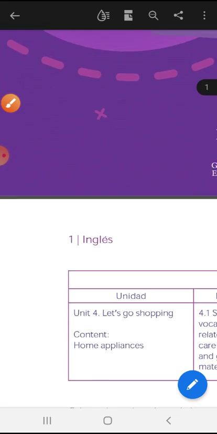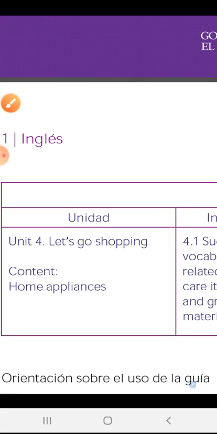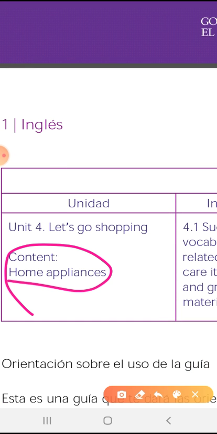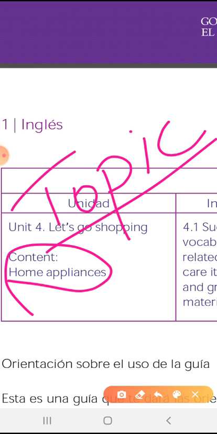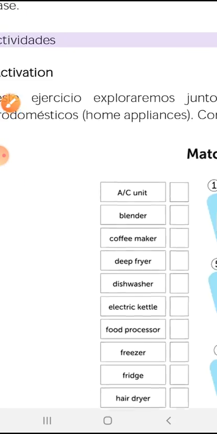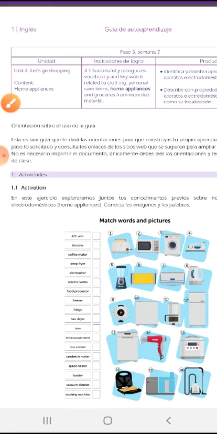The topic that we're studying today is the following: home appliances. That's the topic that we're studying today. So don't forget to write the topic in your notebook, okay? Home appliances. First, we have to do some activation.